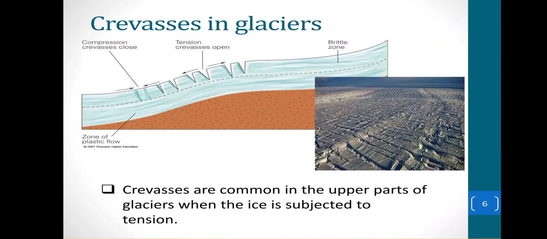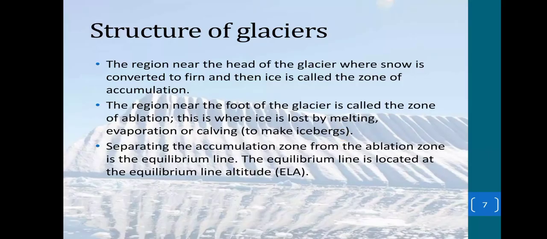Crevasses in glaciers. As you see here, there are three forms: the compression crevasses closed, the tension crevasses open, and the brittle zone. Crevasses are common in the upper parts of glaciers when the ice is subjected to tension. We have also the structure of glaciers.